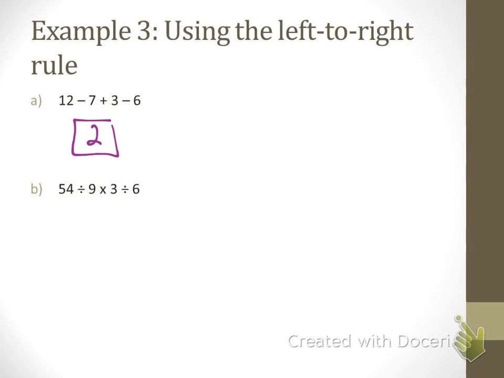Okay, what about B? Go ahead and put that in your calculator. 54 divided by 9 times 3 divided by 6. Anytime you have only addition or subtraction or only multiplication or division, you just go left to right. What is it? 3. It's 3. Okay? And that's it for example 3.